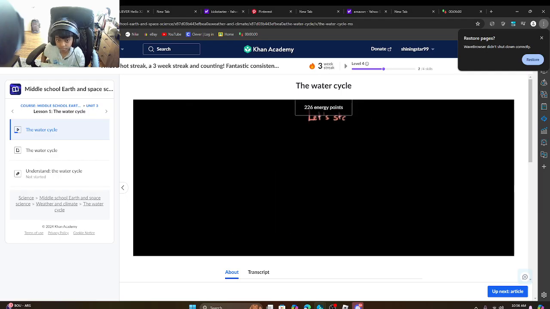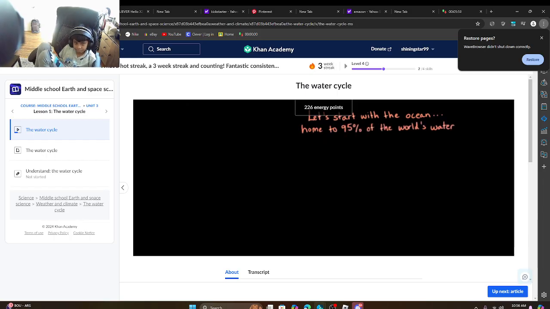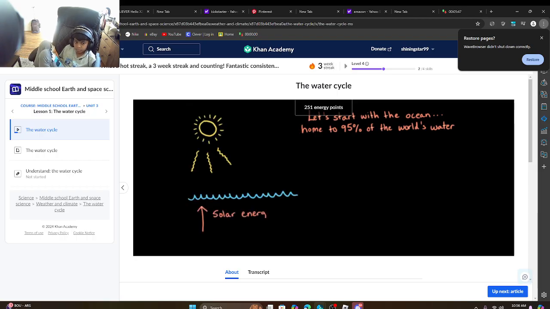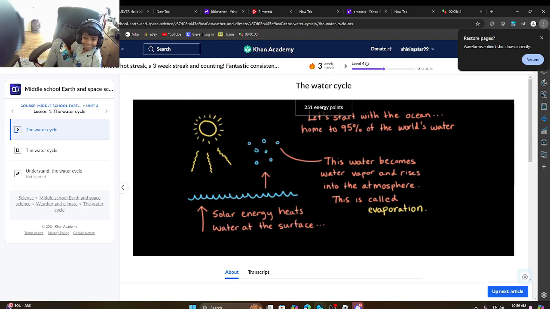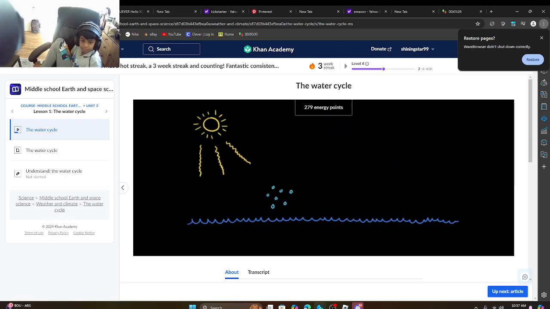When you think of water, you might think of the wide open ocean. Over 95% of all the water on Earth is in the ocean, so this is a great place to start with the water cycle. Here, energy from the sun warms up water on the surface of the ocean, enough to turn it into water vapor. This is called evaporation. This water vapor is less dense, meaning it's lighter, than liquid water, so it rises up and up into the atmosphere.